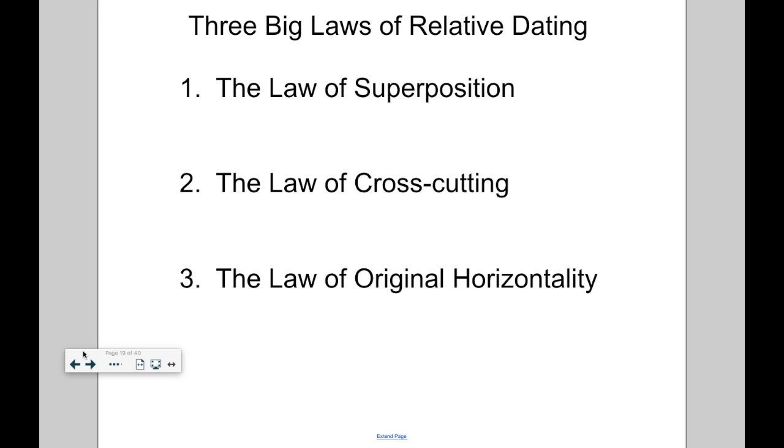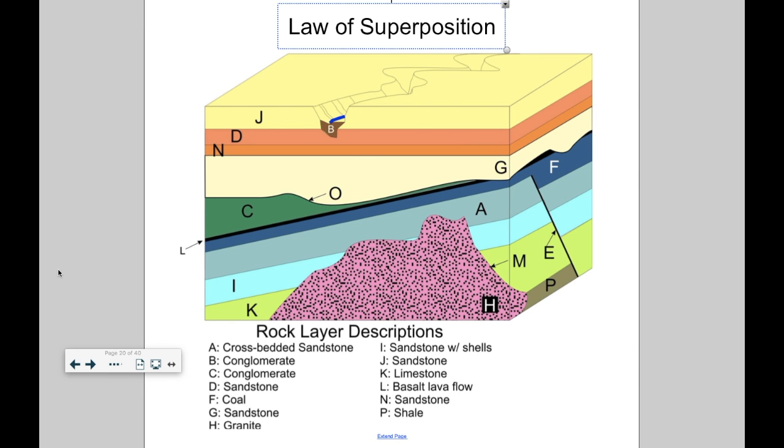Let's talk about each of these so that we can have a better understanding of what's going on, and they'll be supported by a diagram in each case. So, law of superposition. As we always start off with many of these things, let's break down the word. Position means where something is compared to something else.